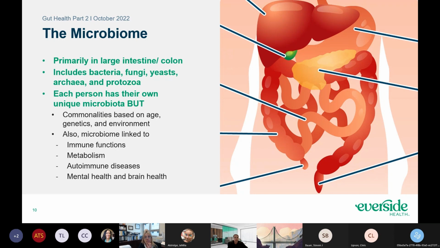Each person's fingerprint is different, and each person's microbiota is a little bit different, but there are some commonalities based on your age, genetics, and the environment in which you live. It's linked to different immune functions, metabolism, autoimmune diseases, and mental health and brain health.